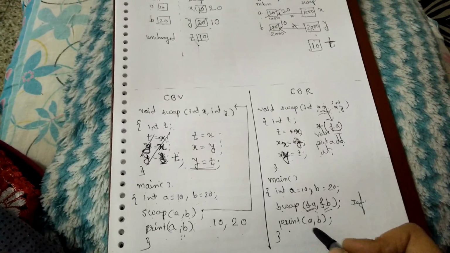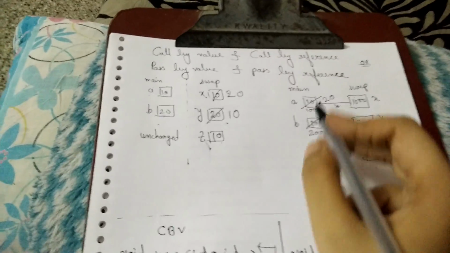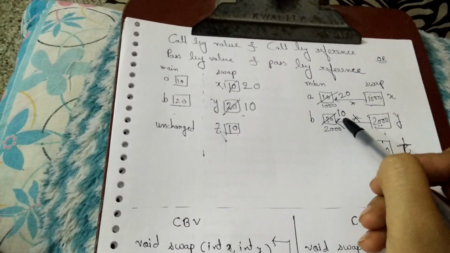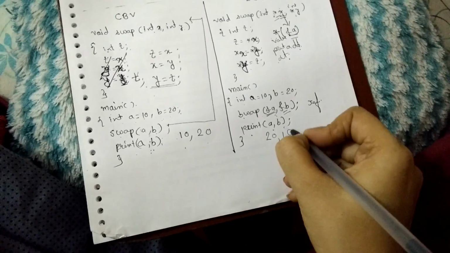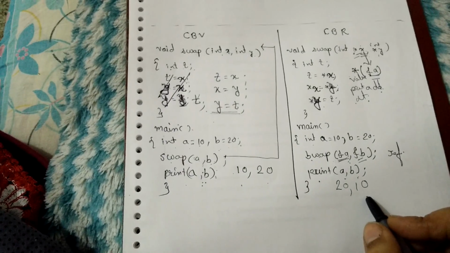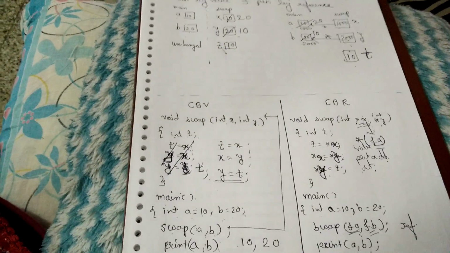Now after that, when we come back to the main function, we have to print the values of a and b. But what we can see is that the values of a and b in main are already modified, that is 20 and 10. So the output over here is 20 and 10. That is the concept of call by value and call by reference.